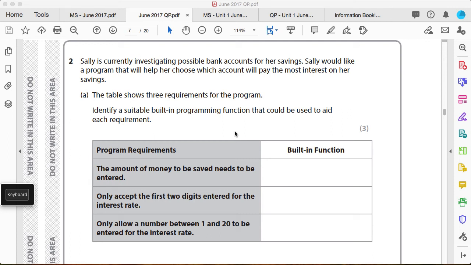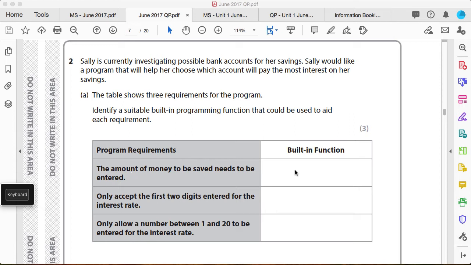Now we're going to use this opportunity to test some of the skills that we've been covering so far, with some exam questions. The first here is this question, talking about built-in functions. It says Sally is currently investigating possible bank accounts for her savings. Sally would like a program that will help her choose which account will pay the most interest on her savings. The table shows 3 requirements for the program. Identify a suitable built-in programming function that could be used to aid each requirement.